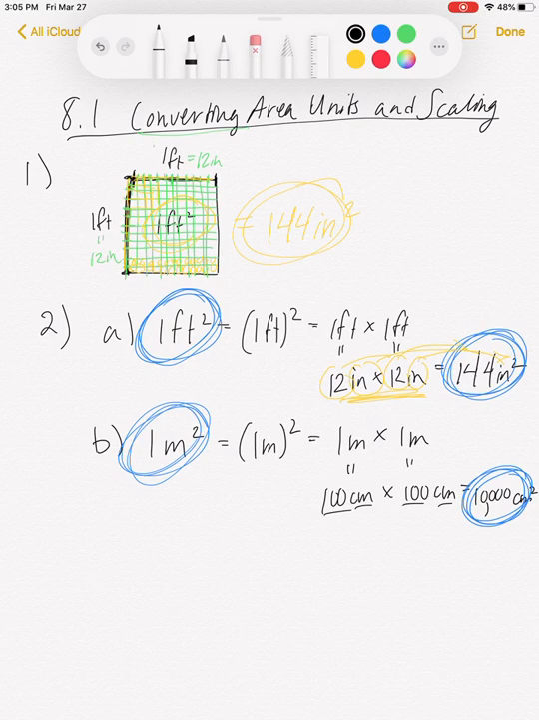All right, continue on with parts C and D. C is 1 yard squared. Okay, we're going to convert those over to feet squared. So this part right here doesn't have as many guiding lines here. So we're just going to do the same thing. 1 yard squared is equal to 1 yard quantity squared, which is equal to 1 yard times 1 yard.